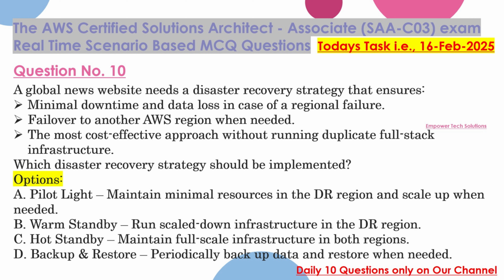Options: A. Pilot light, maintain minimal resources in the DR region and scale up when needed. B. Warm standby, run scaled-down infrastructure in the DR region. C. Hot standby, maintain full-scale infrastructure in both regions. D. Backup and restore, periodically backup data and restore when needed.